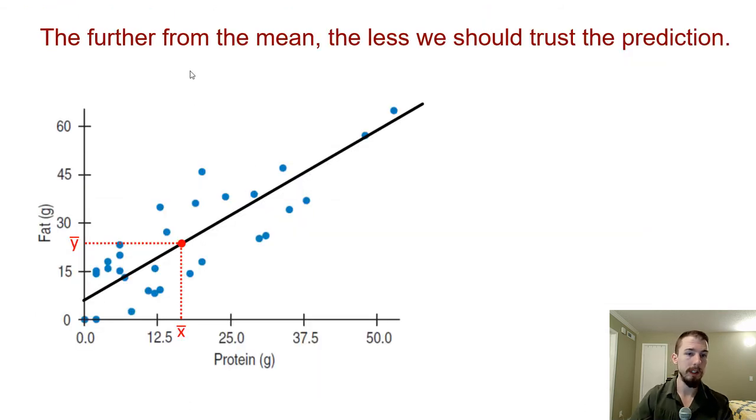All right, so the next thing we want to discuss is that the further we get away from the mean, the less we should trust the prediction. So our safest estimate is always the mean point.